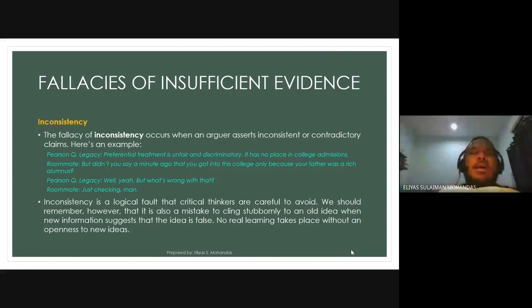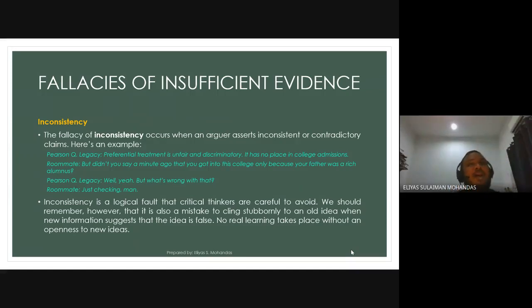So kawan dia pula tanya, but didn't you say a minute ago that you got into this college only because your father was a rich alumnus? And then that person answers, well, yeah, but what's wrong with that? So this is the so-called inconsistent points in the claims that you are making. It's like you are saying the otherwise, or you are practicing the otherwise. You say this, but in real life, you are doing it. You say it's wrong in an argument, but in real life, you are committing it.